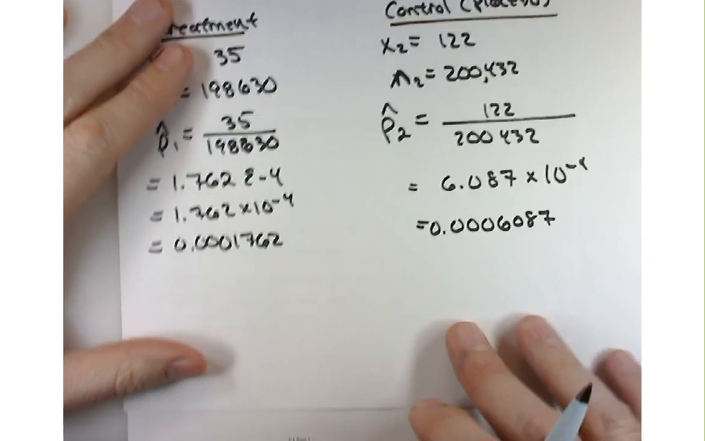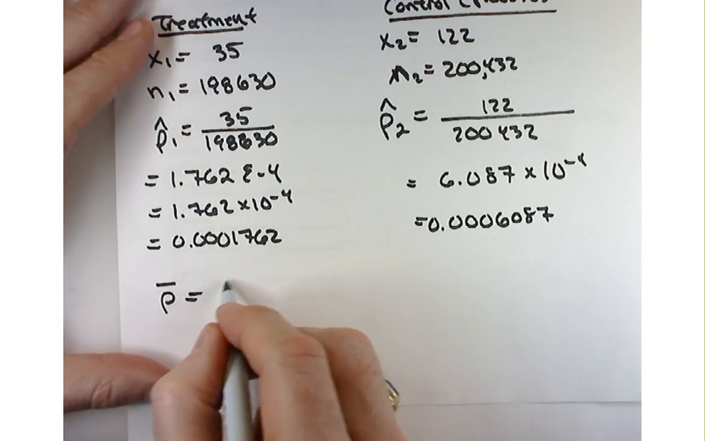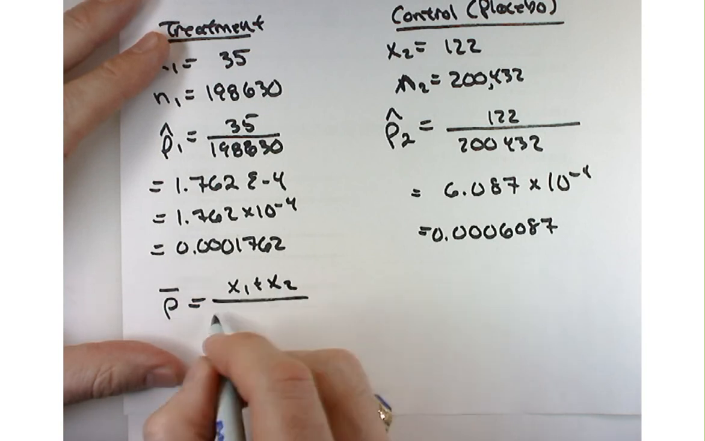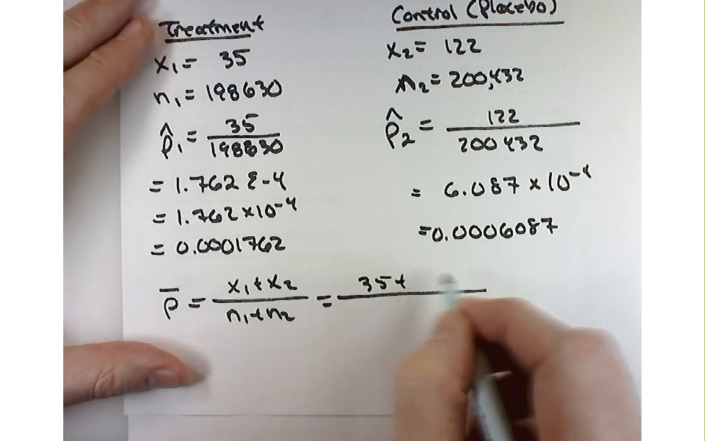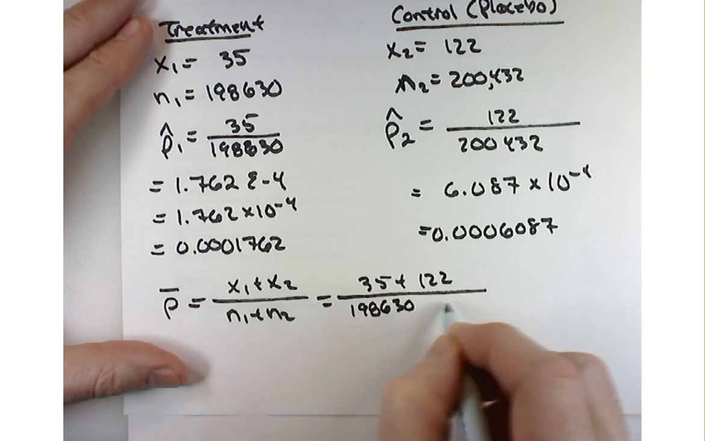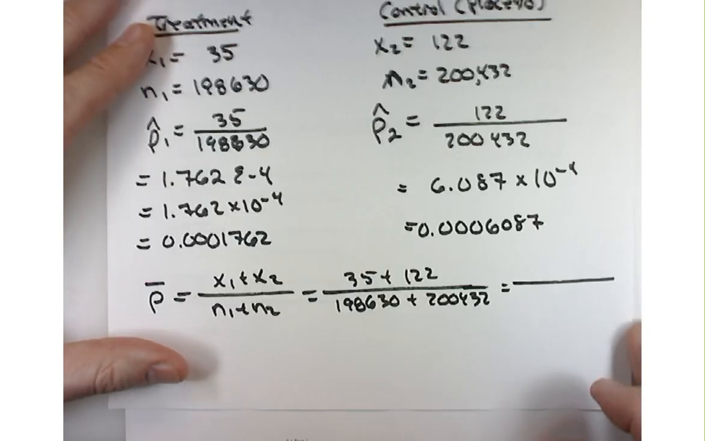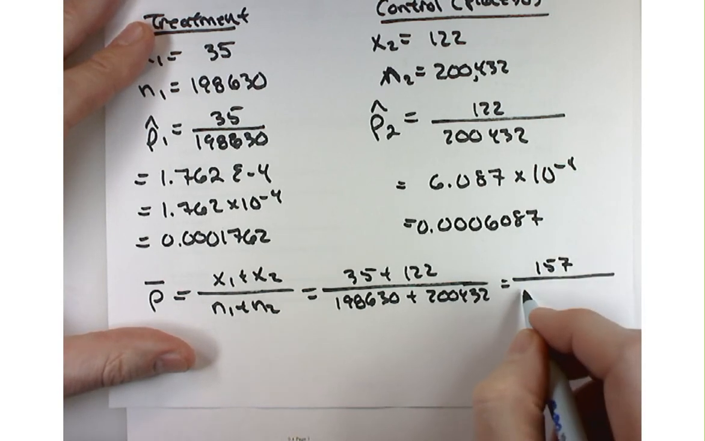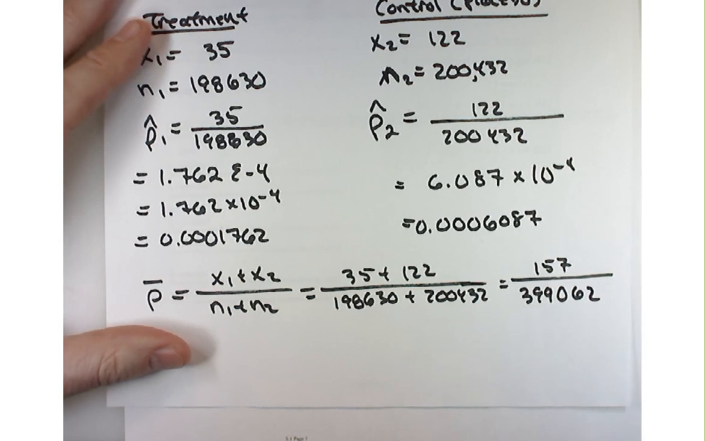And that is something called P bar, which is going to be the overall rate of success, in air quotes: x1 plus x2 over n1 plus n2. P bar is going to be 35 plus 122 divided by 198,630 plus 200,432. So that's going to be 157 in the numerator and 399,062 in the denominator. So that's P bar.